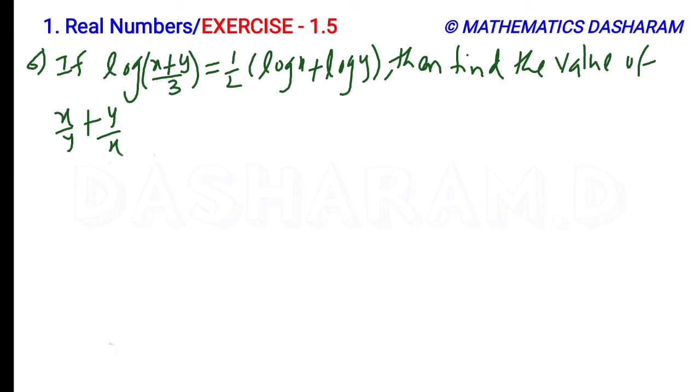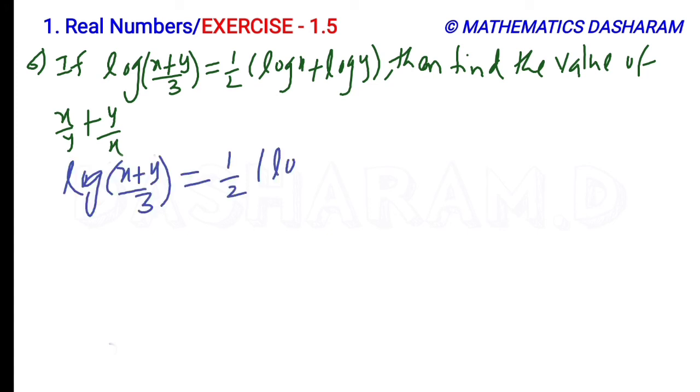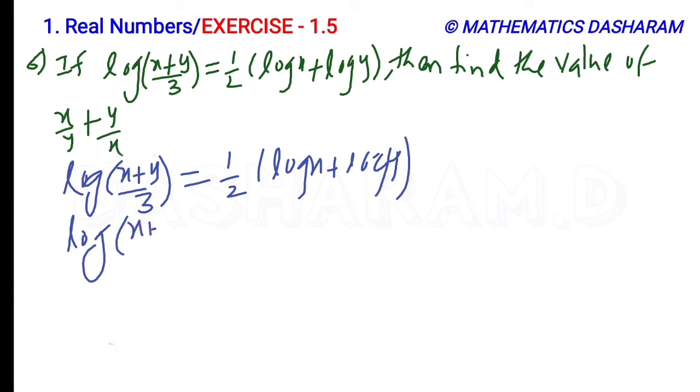Sixth question, if log x plus y divided by 3 equals to 1 by 2 bracket of log x plus log y, then find the value of x by y plus y by x. So log x plus y divided by 3 equals to 1 by 2 bracket of log x plus log y. A log x plus log y equals to log x into y.